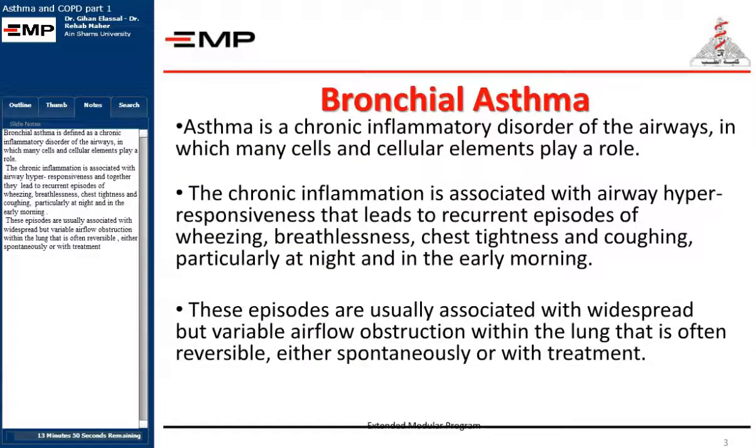Bronchial asthma is defined as a chronic inflammatory disorder of the airways, in which many cells and cellular elements play a role. The chronic inflammation is associated with airway hyper-responsiveness, and together they lead to recurrent episodes of wheezing, breathlessness, chest tightness and coughing, particularly at night and in the early morning.